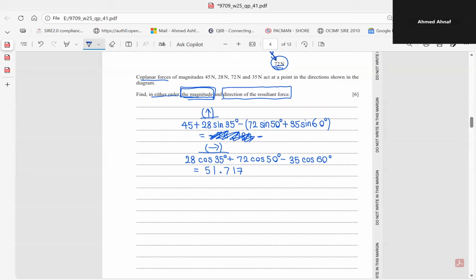Yeah, it's negative 24.406. And again, don't panic just because it's negative. It just means our previous assumption was wrong. Yeah, so these are the magnitudes of the resultant forces in the vertical and horizontal direction.